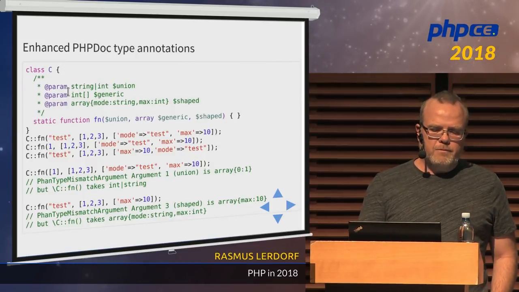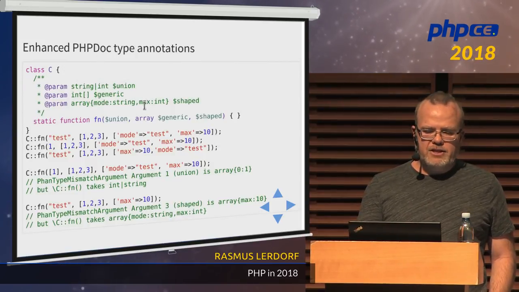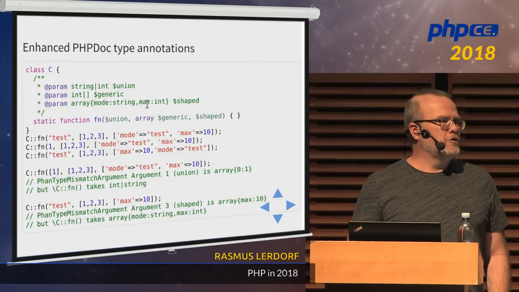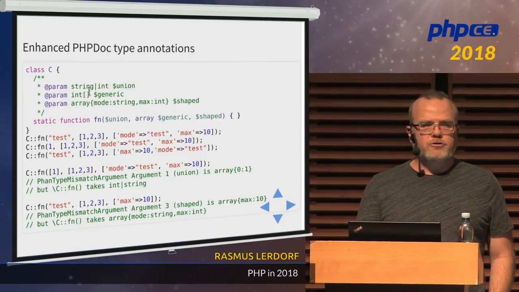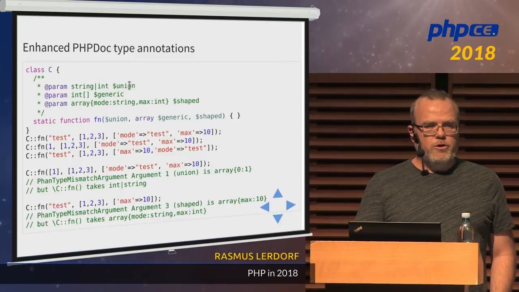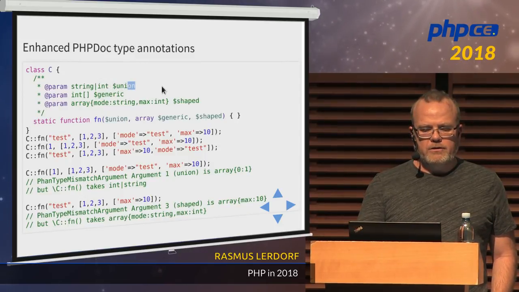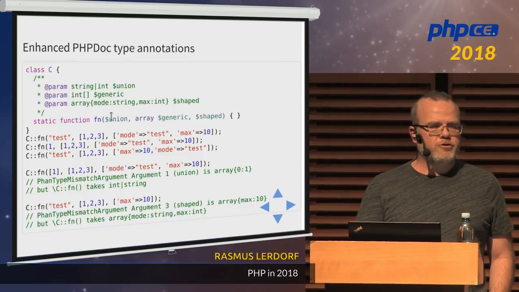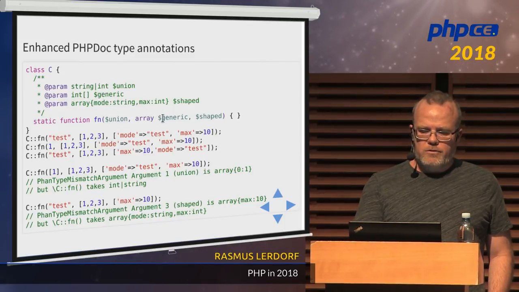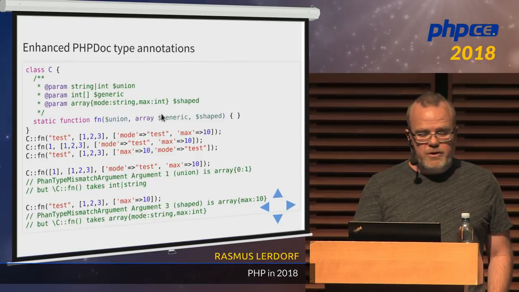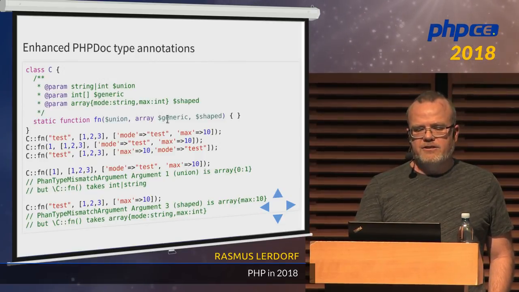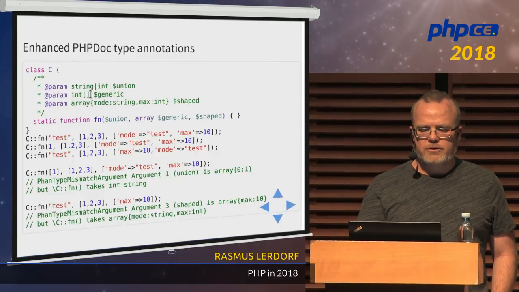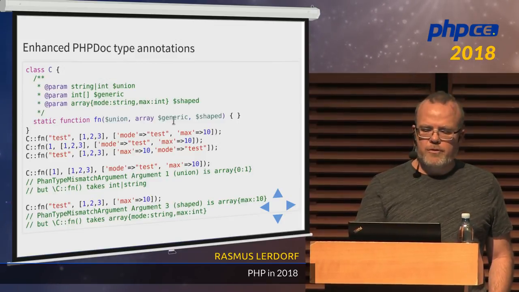So here's an example of some things you can do. You can use PHP doc type annotations to enhance the built-in type system that PHP has. PHP doesn't allow union types, for example. If you have a method that takes either a string or an integer, you can denote that with a PHP doc type here, and FAN will check that this function is never called with something that's not a string or an integer. You can also extend arrays: in PHP you can say something is an array, but you can't say it's an array of integers. With FAN, you can, and you can also have a union of different array types if you wanted to. So this says generic has to be an integer array.